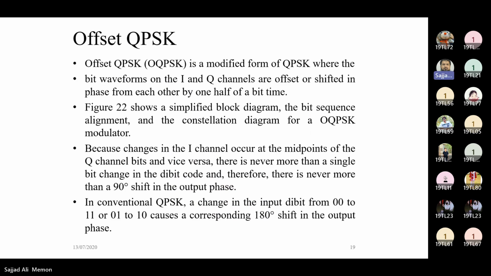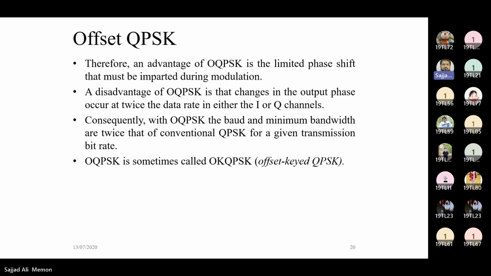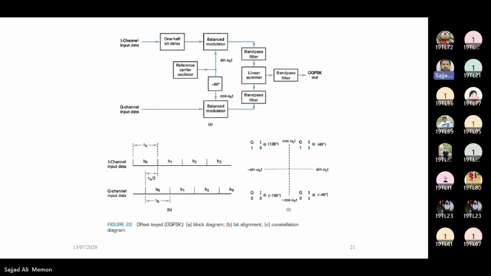Then we have offset QPSK. It is a modified form of QPSK where the bit waveforms on the I and Q channels are offset or shifted in phase from each other by 1/2 of a bit time. Figure 22 shows an offset keyed QPSK block diagram and the bit alignment and the constellation.